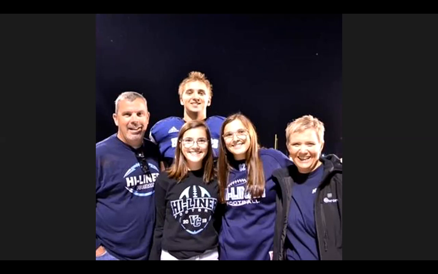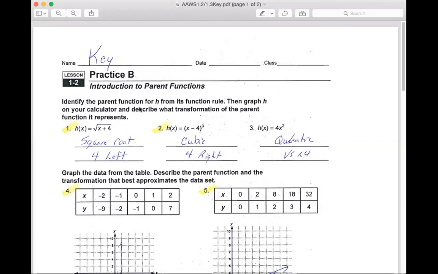I have the worksheet key, and we're going to go over questions. Just because you have the answer doesn't necessarily mean you know how to do that.